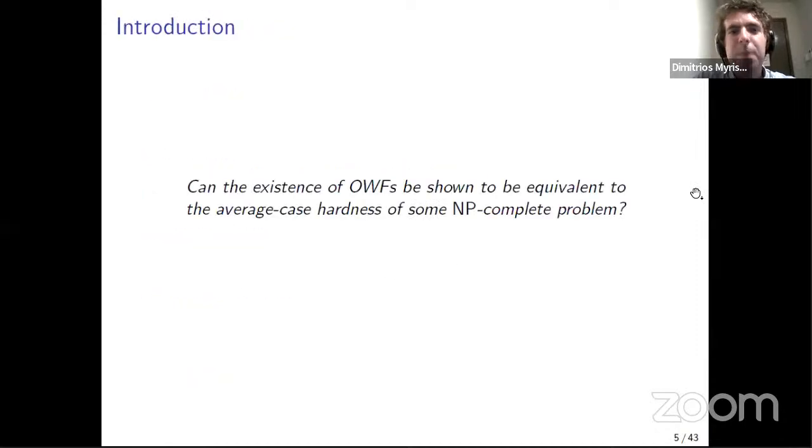So the main question that we ask in this paper is: can we prove that the existence of one-way functions is equivalent to the average case hardness of some NP-complete problem? This is an interesting question because it tries to base cryptography on complexity theoretic assumptions. Actually, what we will find out later is that this question is now answered by Liu and Pass, but in this paper we made some progress, and I will also explain how these two works relate to each other.